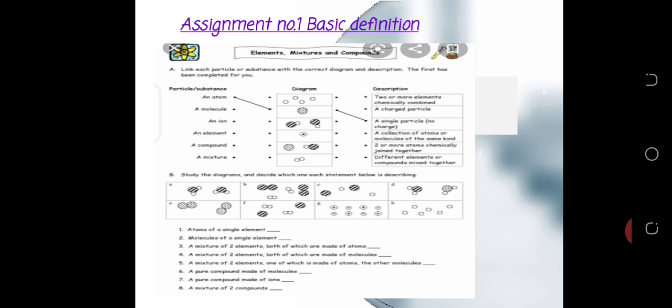Okay? And you have to answer the 8 questions. A mixture of two components, what is it? A pure compound made up of ions, or what? A pure compound made up of molecules, that is what? You have to write a few examples of these. Atoms of a single element, yes. Which is this? You have to explain it. Explain it, tick it, match it, and then send it to me.